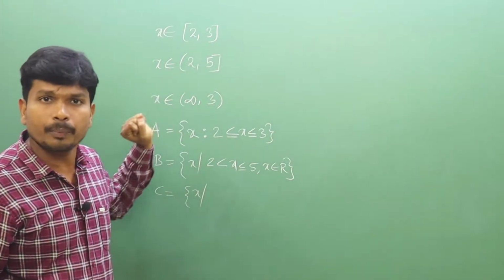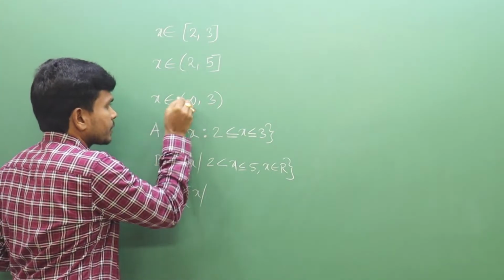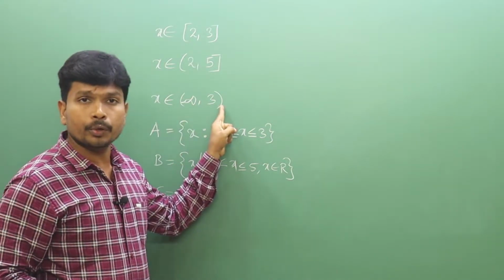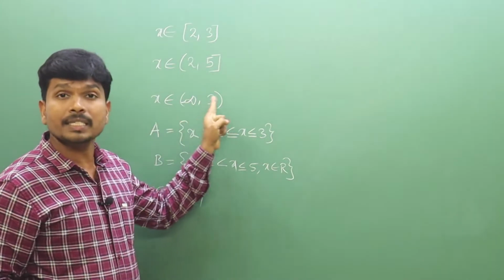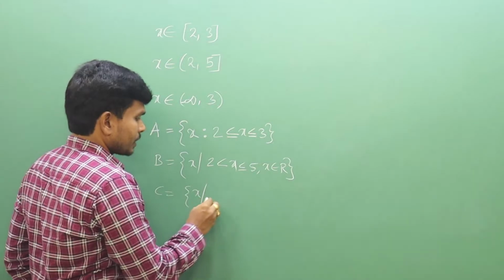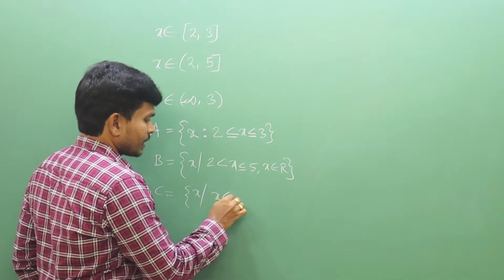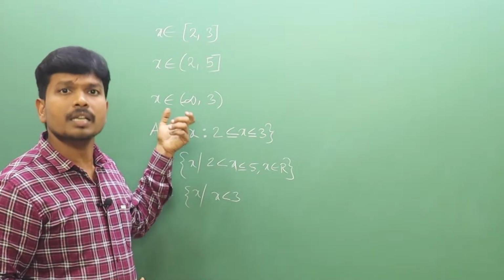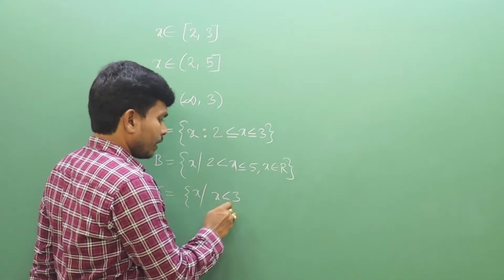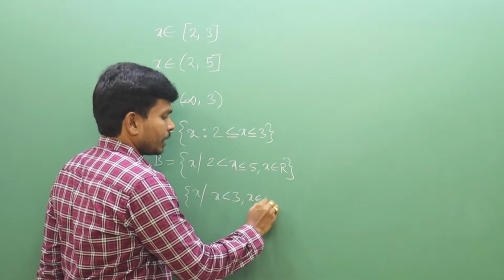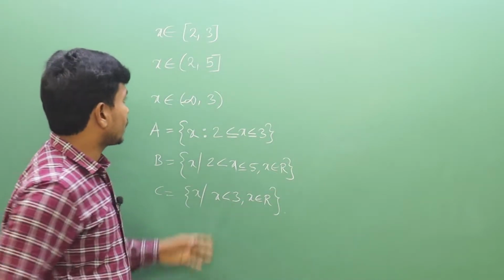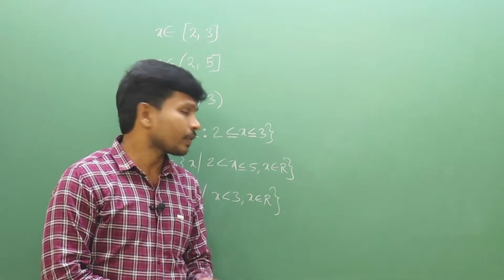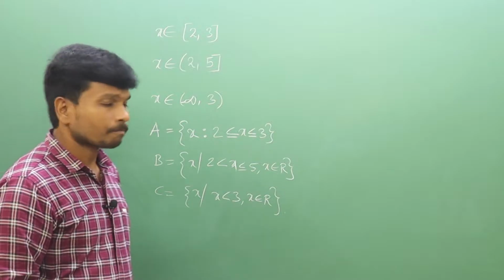That's why I'm changing the problem. This is minus infinity to 3. Take x values from minus infinity to 3. So x such that x is less than 3. Less than 3 means all the values are smaller than 3. And what is the x value? x belongs to real numbers. So this is the set builder form of it. So we can find it like that.